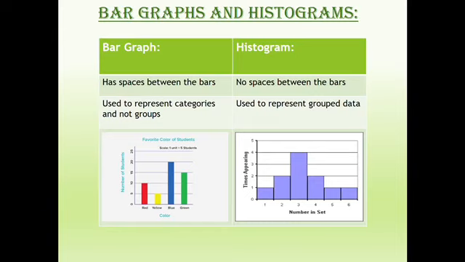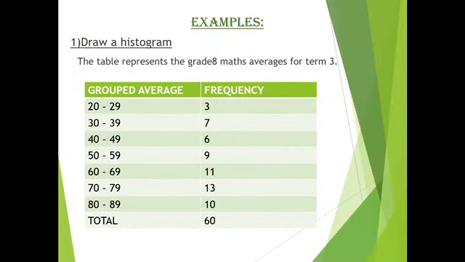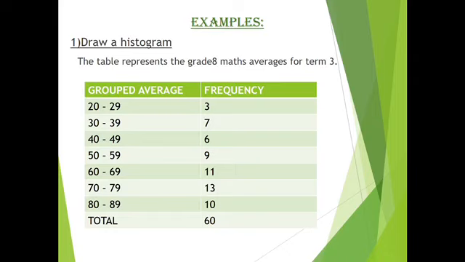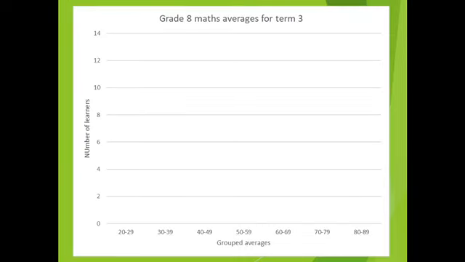For the first example, we're going to be looking at how to draw a histogram. If we go back, it's the one without spaces and it is used to group data. You can see our data is grouped already and our frequency is our levels for our bars. The most important thing for you to know is you are not going to get a table like this in an exam. You're going to have to learn to draw it yourself.